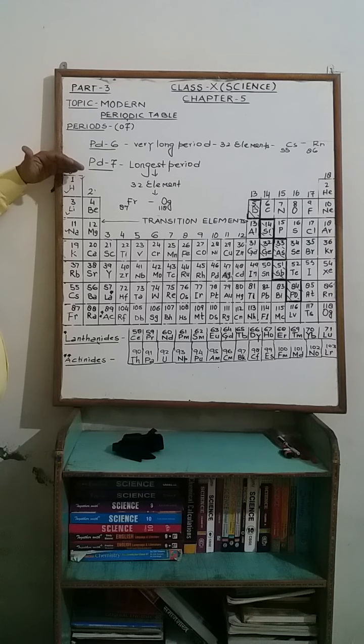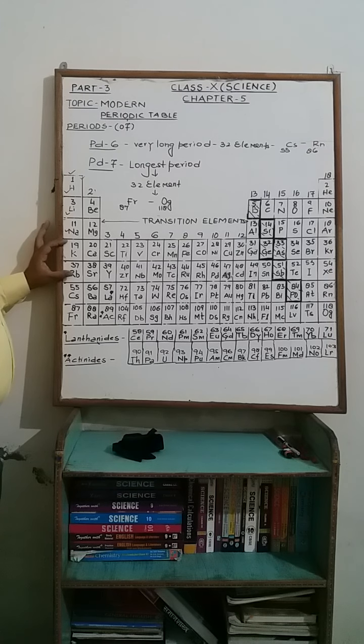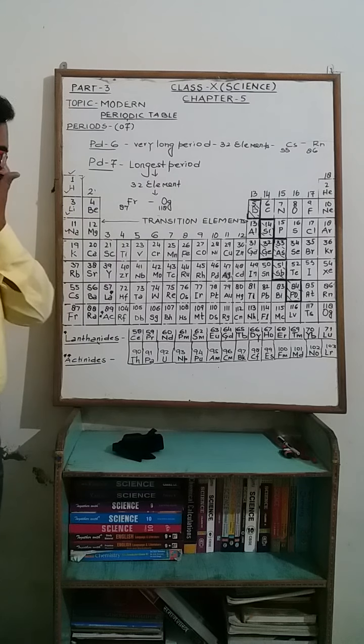Period 1 is the shortest period, periods 2 and 3 are short, having 8 elements each. Periods 4 and 5 are long periods having 18 elements each. Period 6 is a very long period having 32 elements, and period 7 also has 32 elements, but it is known as incomplete, so it is known as the longest period.